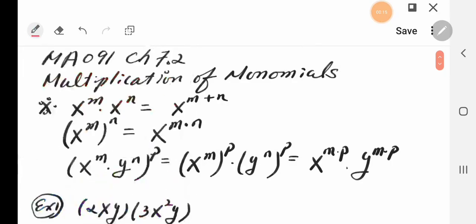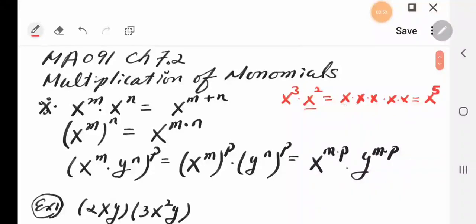Okay, let me use red pen. x to the mth power multiplied by x to the nth power. Then what we do is add the exponents. So for example, let's say here is x cubed multiplied by x squared. x cubed means multiply x 3 times, and x squared means multiply x 2 times. So altogether there will be 5 x's multiplied together, so it will be x to the 5th power.